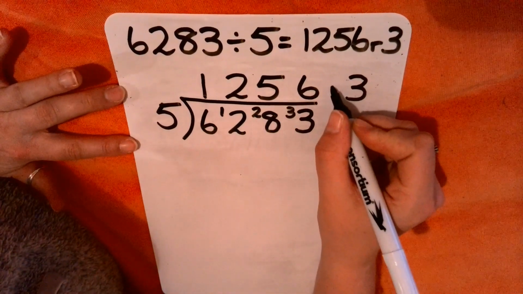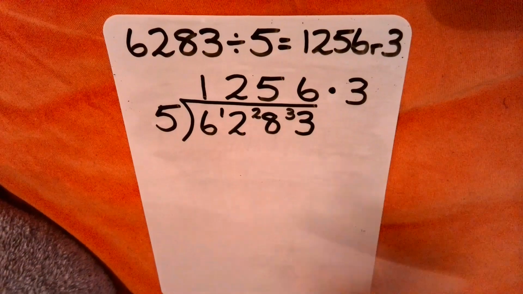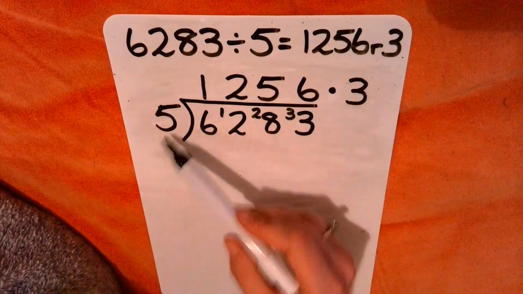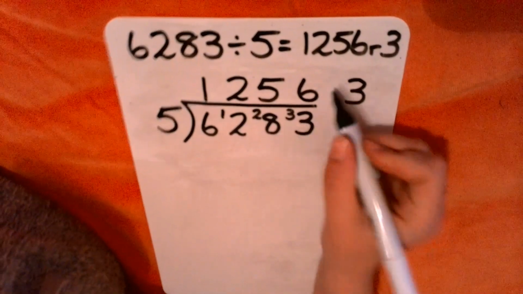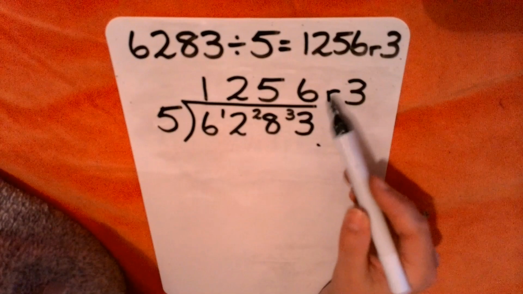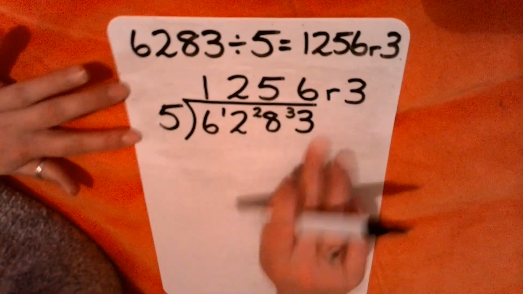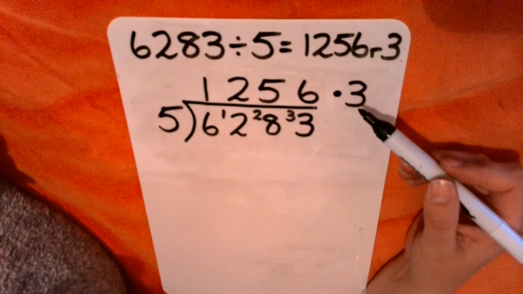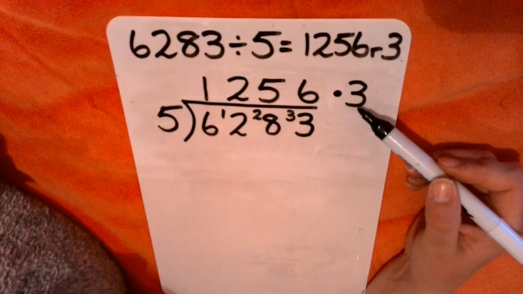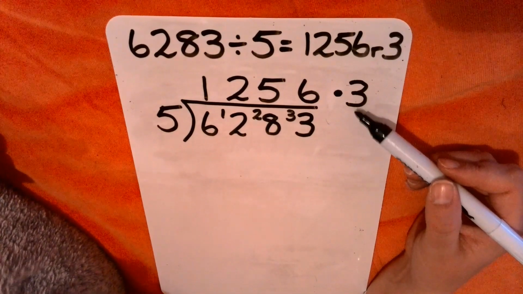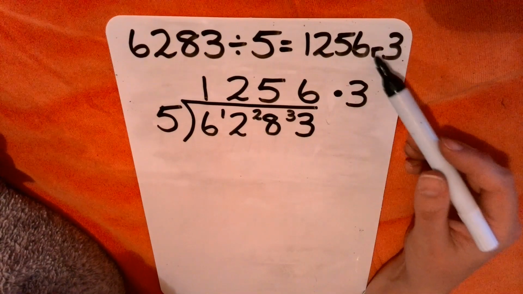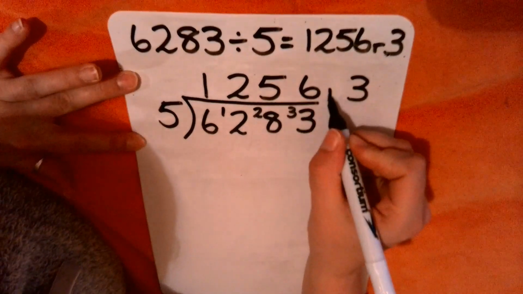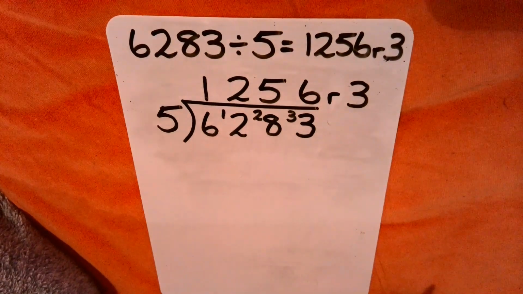Lots of children would just replace the R with a decimal point, and that is wrong because this 3 here is 3 remaining out of 5. Now, if I put a decimal point like this, this becomes the tenths column. This 3 here is saying I've got 3 out of 10. But that's not the same as having 3 remaining, because that remaining is 3 out of 5. So let's have a look at how we would solve that with a decimal answer.